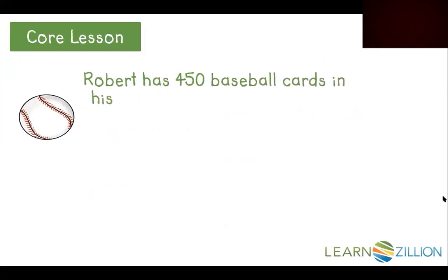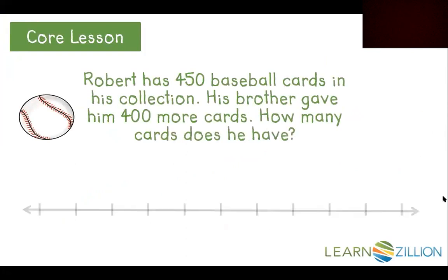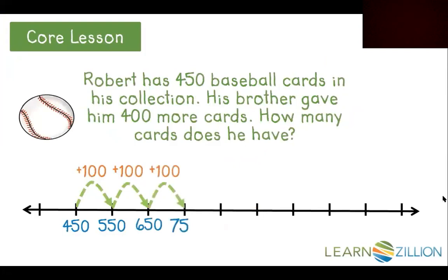Robert has 450 baseball cards in his collection. His brother gave him 400 more cards. How many cards does he have? We can put 450 on the number line. 400 is 4 100s. 450 plus 100 is 550. 550 plus 100 is 650. 650 plus 100 is 750. 750 plus 100 is 850.